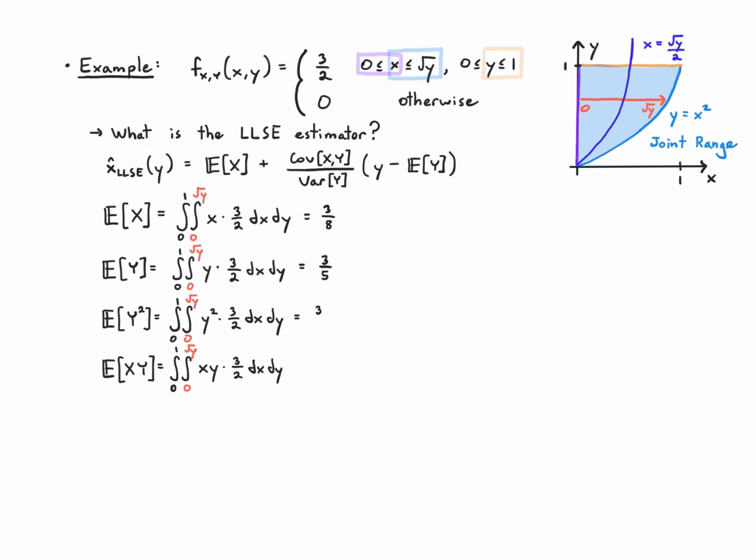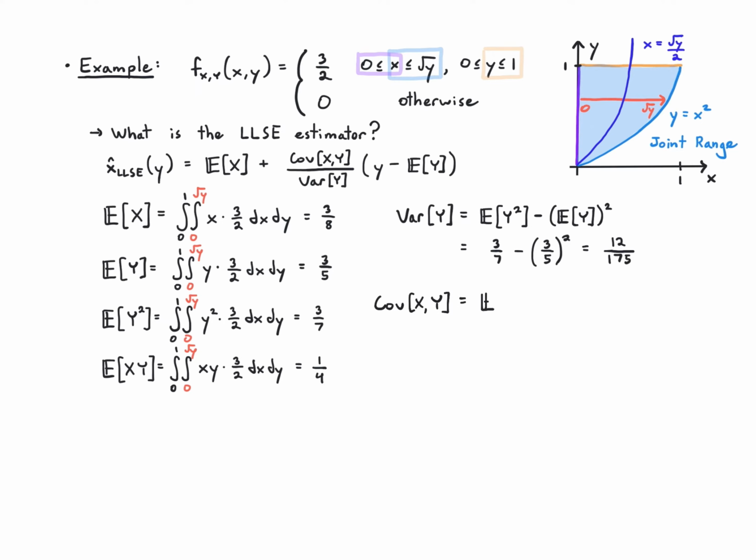I get all of these values from the computer, and I get the variance of y through this alternate variance formula. So E of y squared minus E of y, whole thing squared. And so that's 3/7 minus 3/5 squared. That's 12 over 175. Again, you can work all of this out offline. The covariance of xy, I use the alternate formula, E of xy minus E of x times E of y. So that's going to be 1/4 minus 3/8 times 3/5, so 1 over 40.